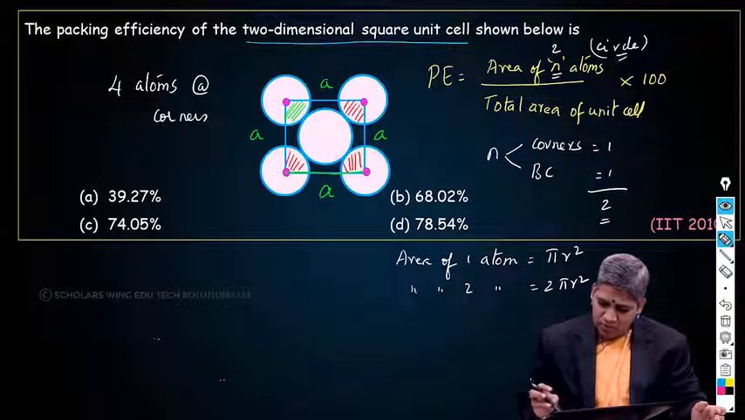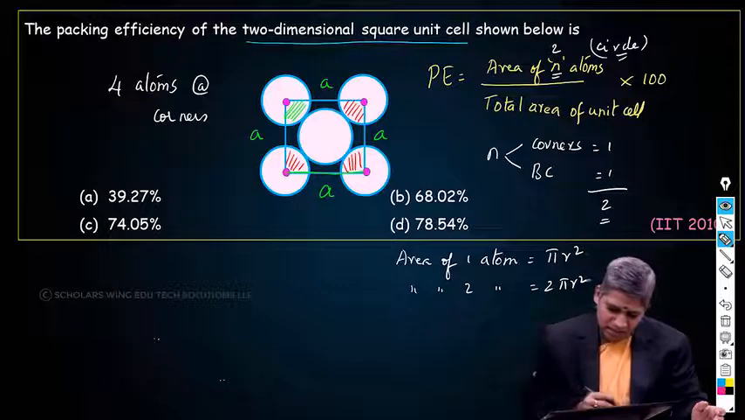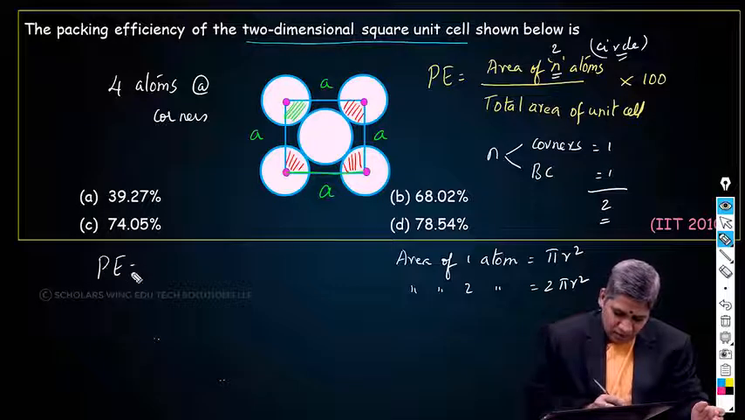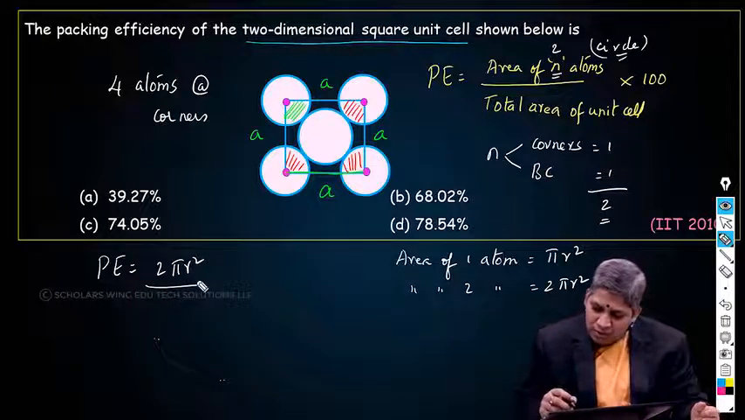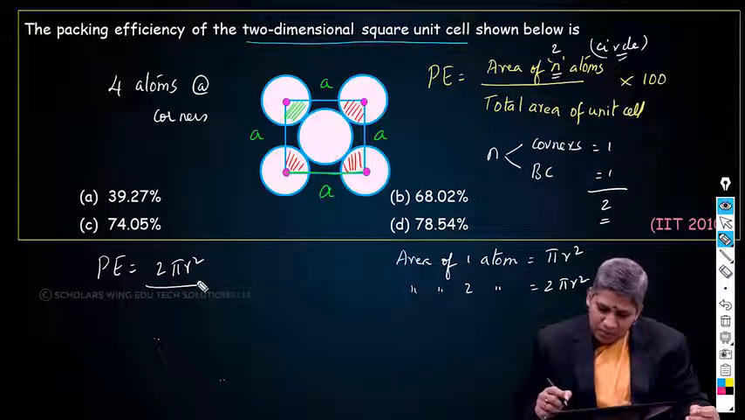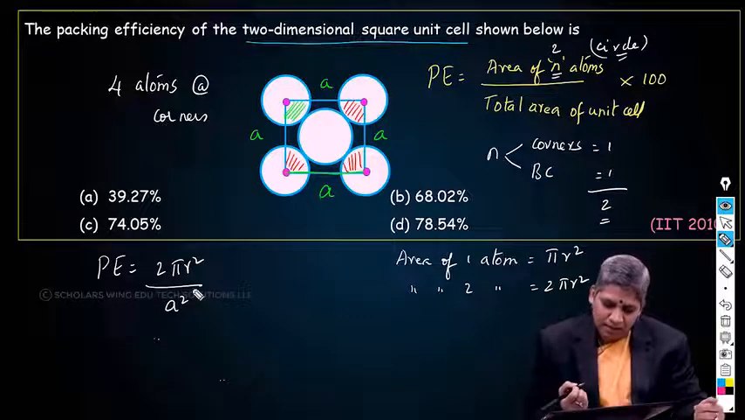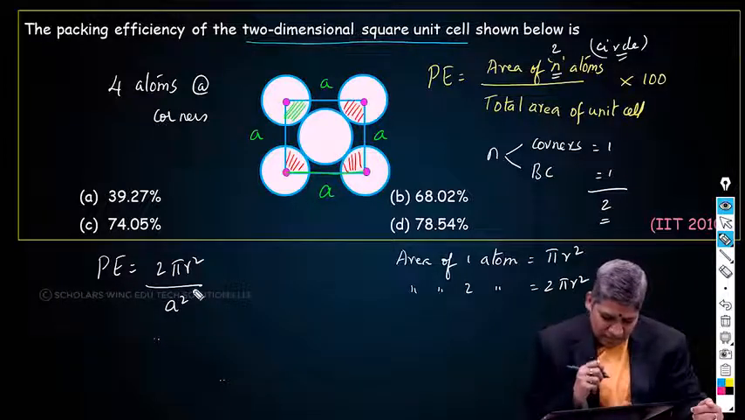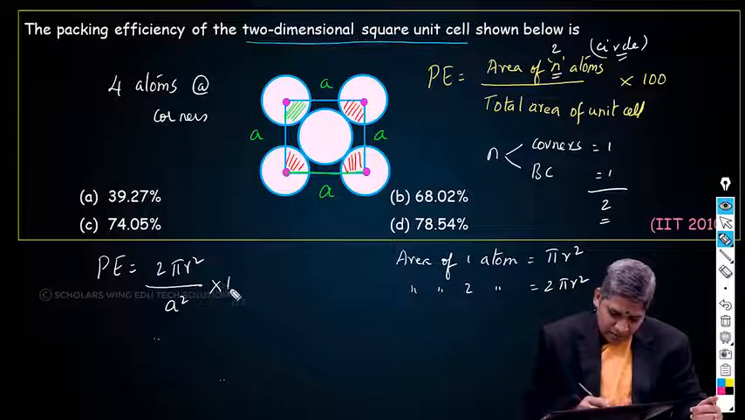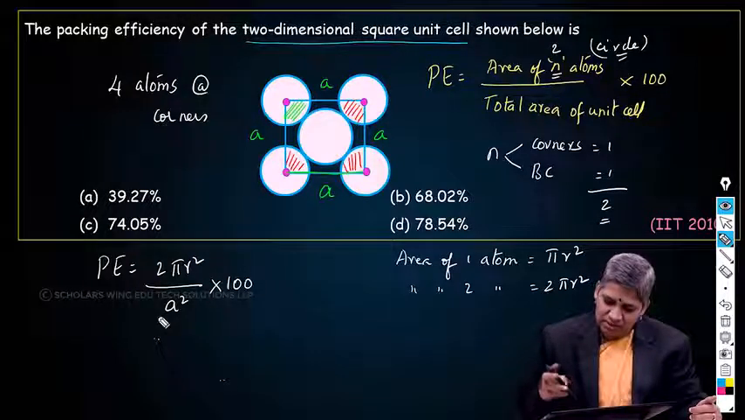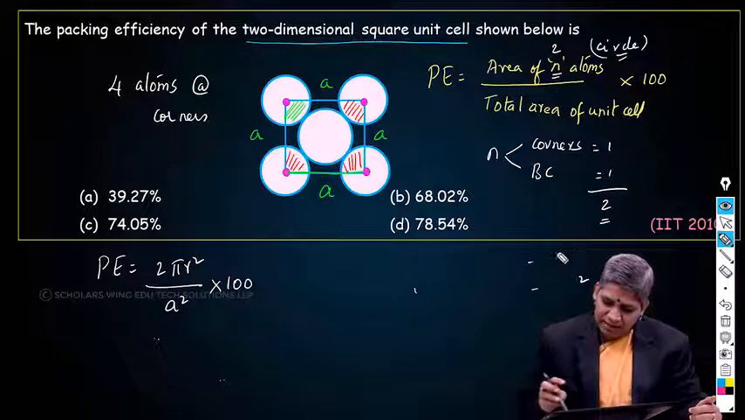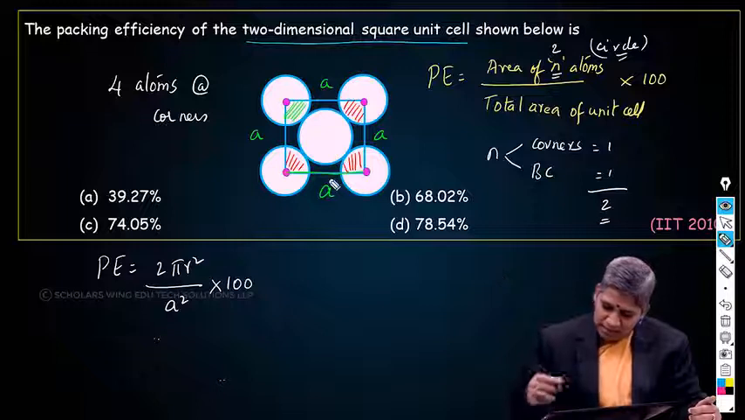Fine. Now we got the numerator. So here, packing efficiency is equal to 2 pi r square by the total area of the unit cell. What is the area of the unit cell, please? It's actually a square, because it's a square, a into a. But how do we find the packing efficiency? For that, we need to find a first. To find a, what can we do? It's a square, and we know these two sides.